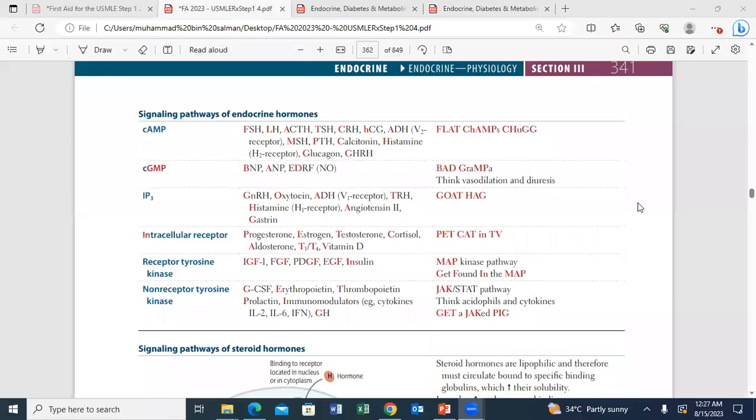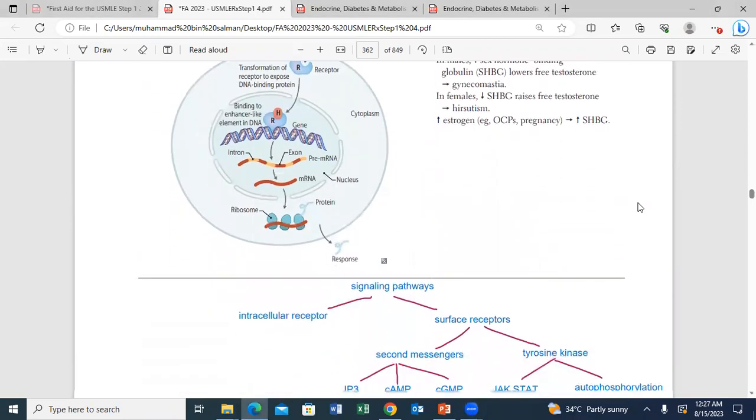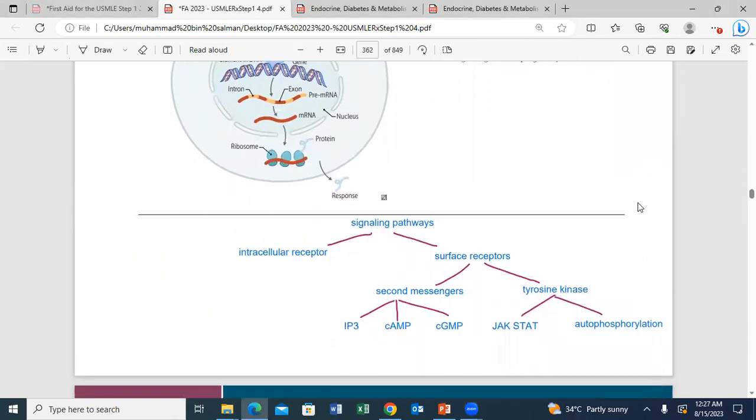Bismillahirrahmanirrahim. In this lecture, we are going to discuss the different signaling pathways used by the hormones to produce their effect. We can basically categorize the hormones into two categories. First are the hormones which are lipid soluble. These are lipophilic hormones. They can enter the membrane. So they have intracellular receptors.